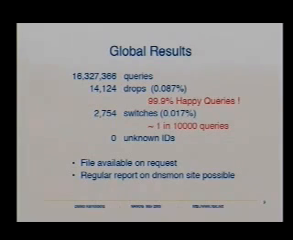We looked at the global results of this, and there were some 16 million queries, and we found 14,000 drops. That's basically queries that weren't answered. So there are 99.9% happy queries. And remember, it takes 2 happy packets to make a happy query, query and a response. And we saw much less instance of switches, only 0.02%, just about. People interested in working on this further, I can give you a URL where you can get the whole file.